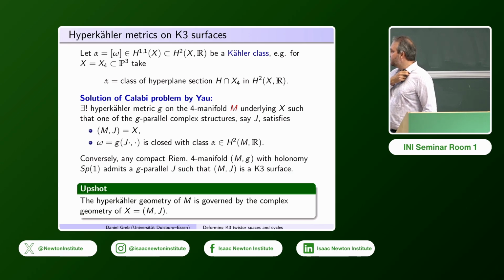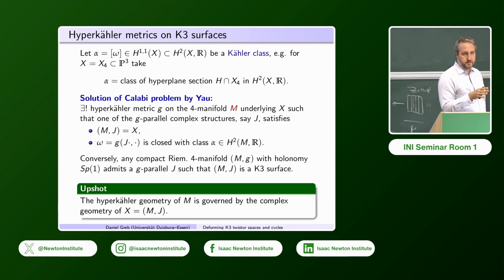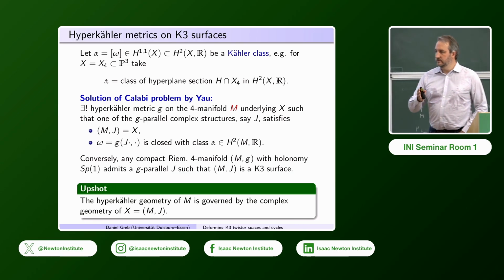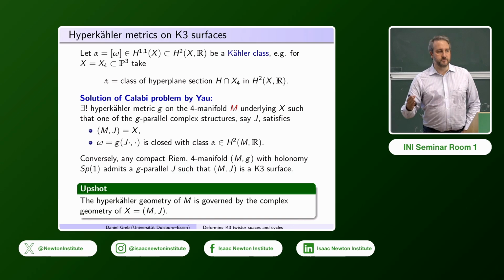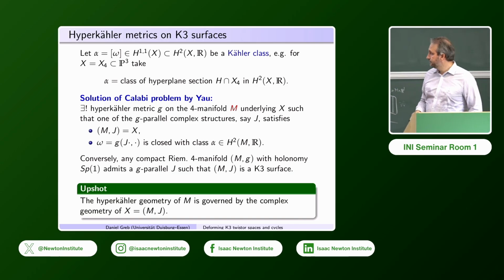So the upshot, very roughly, which is how I'm going to see this: the hyperkähler geometry of M is somehow controlled by the complex geometry. You fix one complex structure, you make it into a compact complex surface, then you study the holomorphic geometry of that compact complex surface and how it varies, and so on. So that's my point of view.